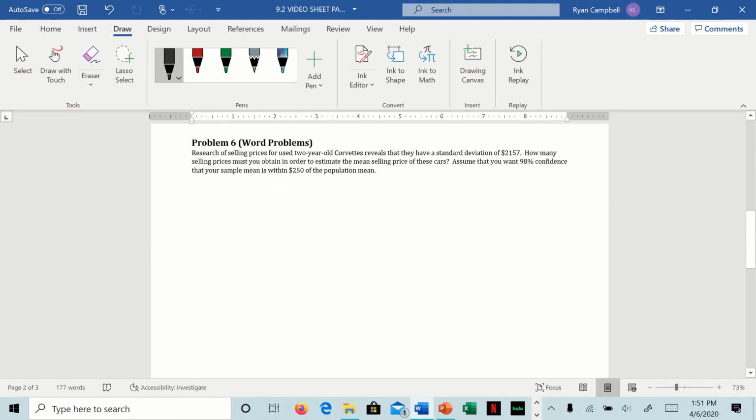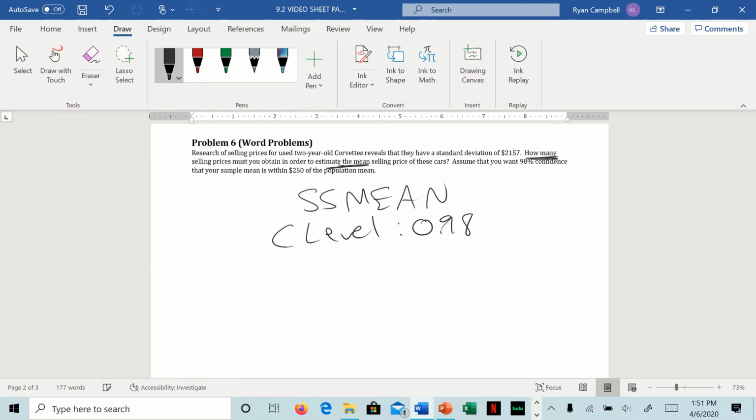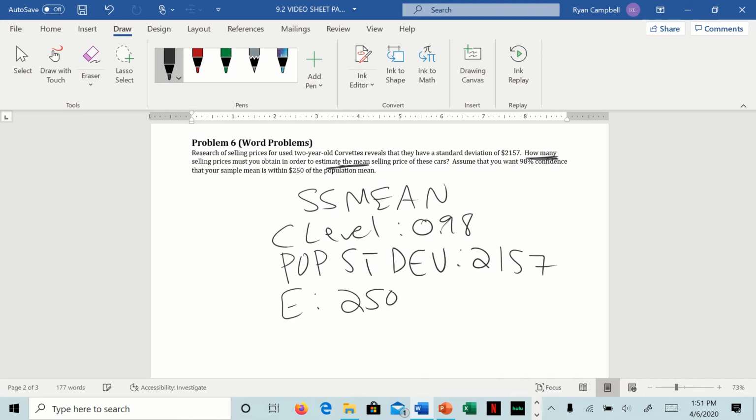Number 6. So we already did this problem, right? It says how many, so that's a sample size problem, to estimate the mean. So we're doing SS mean. If it said to estimate a proportion or a percentage, we do SS prop. So C level is going to be 0.98. Population standard deviation is going to be 2157. E is going to be 250. And you can see it gives you 403.